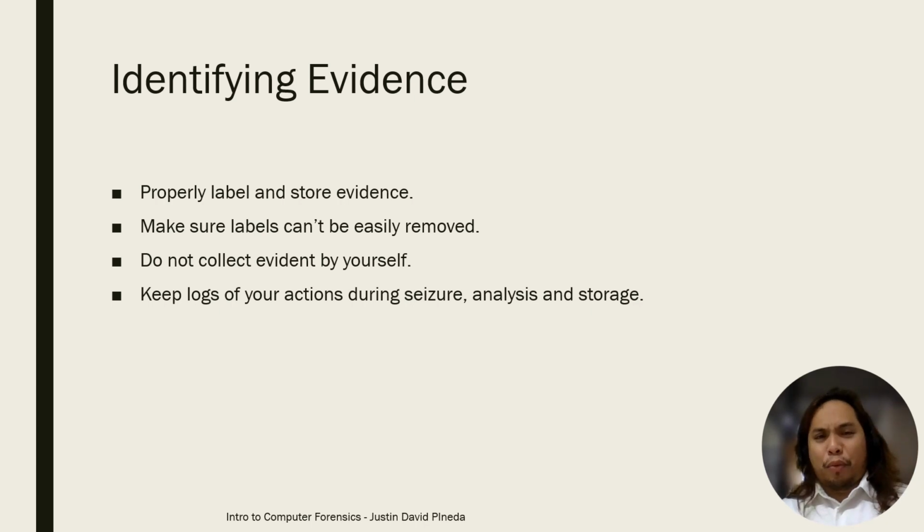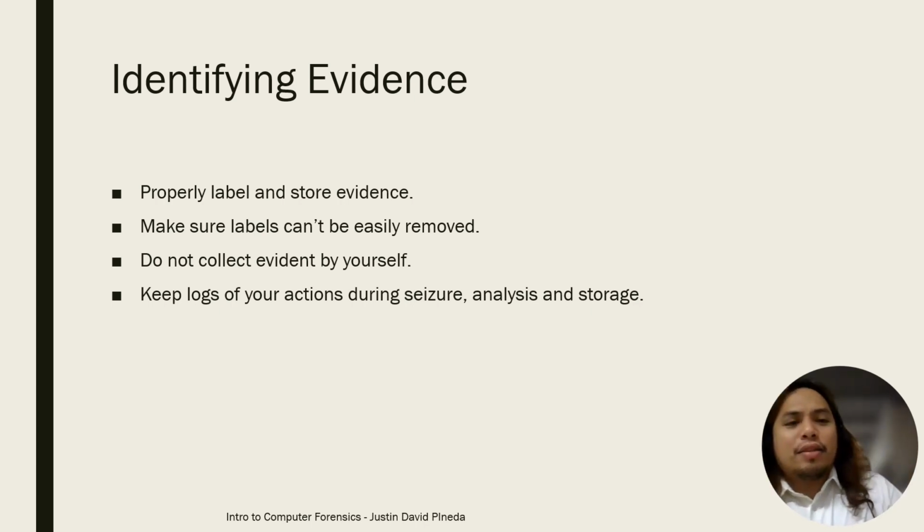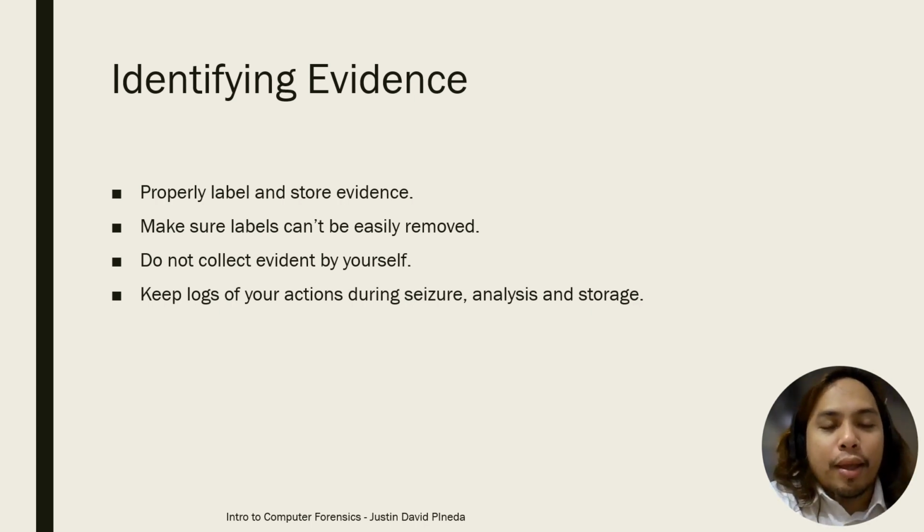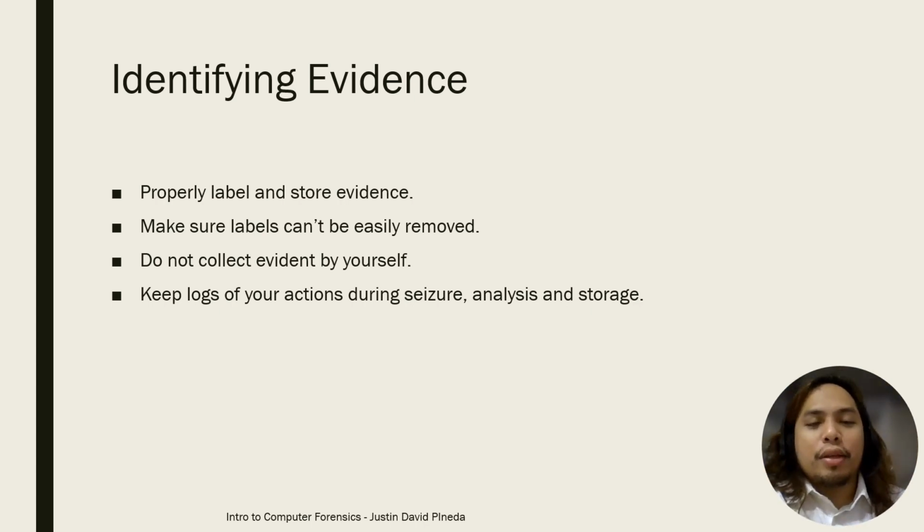Right. So when identifying the evidence, you need to label and store it. Okay, make sure the labels can be easily removed. So check if you're using a permanent marker. Do not collect the evidence by yourself. So you need to have a witness or a disinterested party, and then keep logs of your actions during seizure, analysis and storage.